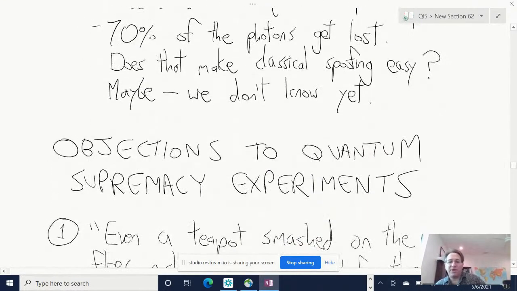Okay, so what I want to do in the remaining time is mostly briefly describe some of the objections to these sampling-based quantum supremacy experiments that tend to recur and make some comments on these objections. I think that some of the objections are more serious than others.